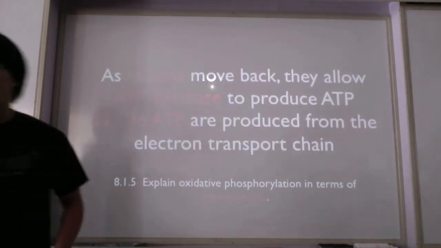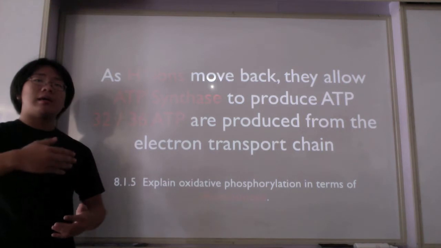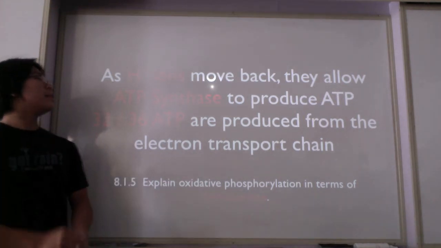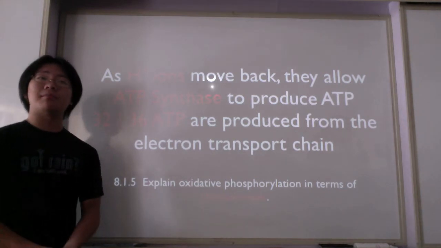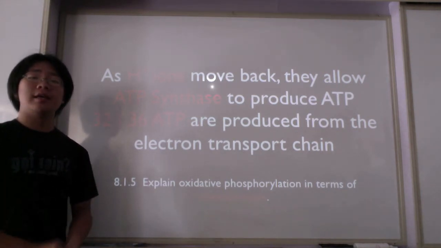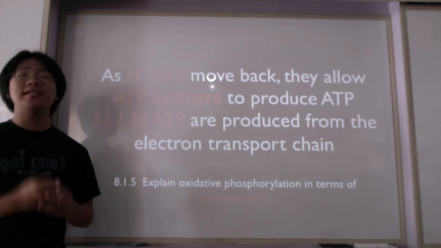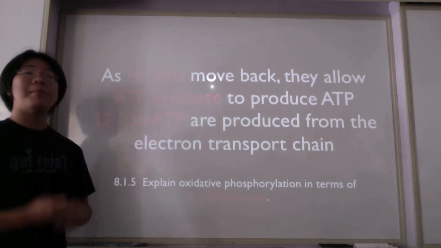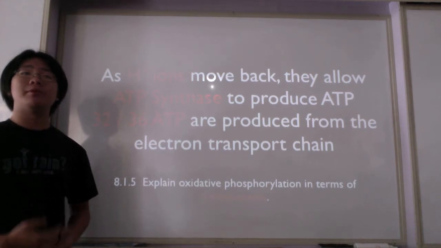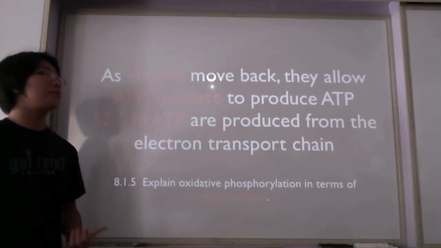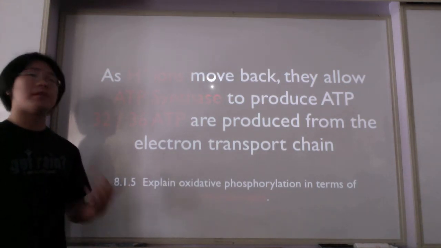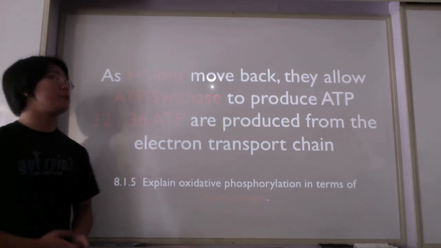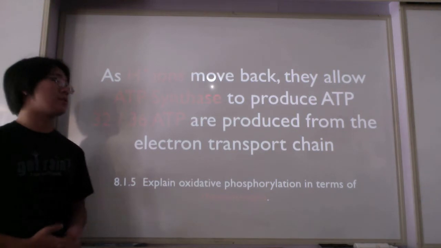So this gradient causes passive transport, which allows the H plus ions to move back. And once these H plus ions move back to the matrix, they allow the enzyme ATP synthase, which is a membrane protein, to produce ATP. So the vast majority of the ATP produced in cellular respiration is as a result of the hydrogen carriers and the electron transport chain. In fact, 32 out of 36 ATP are produced from this electron transport chain.